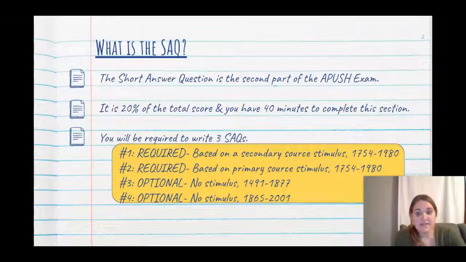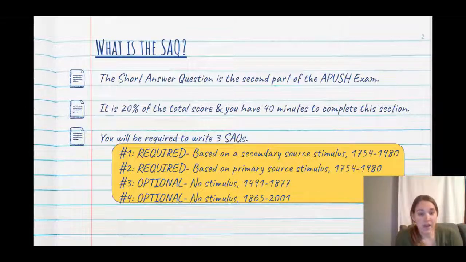So what is the SAQ, the short answer question? It's the second part of the APUSH exam and accounts for 20% of the total score. You'll have 40 minutes to complete this section, which averages out to about 13 minutes per question. You're going to be given 4 questions, but you have to answer 3.